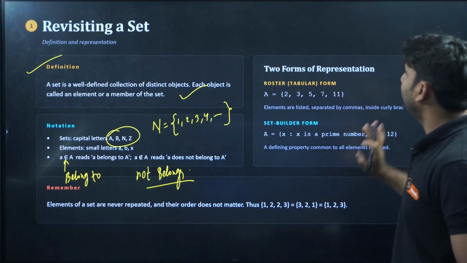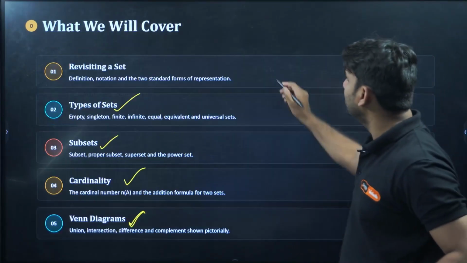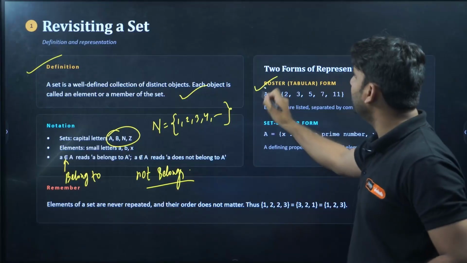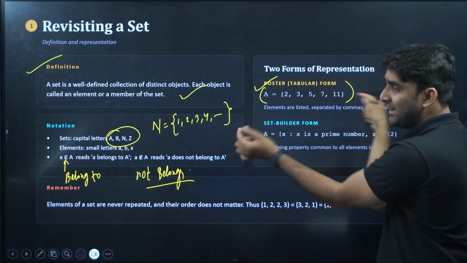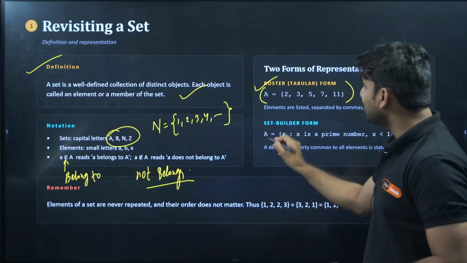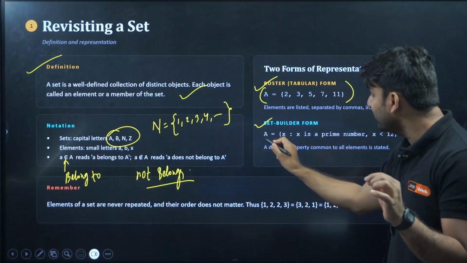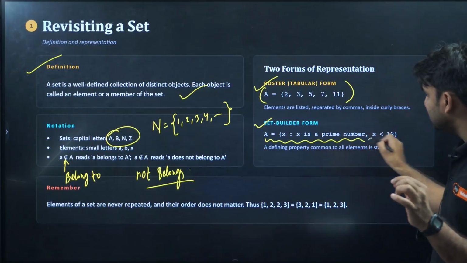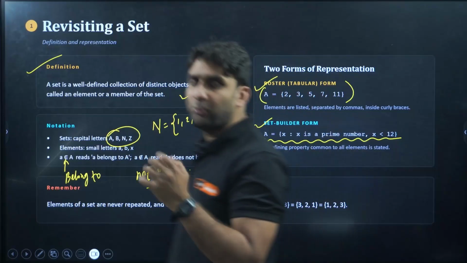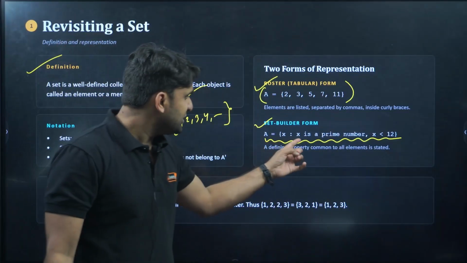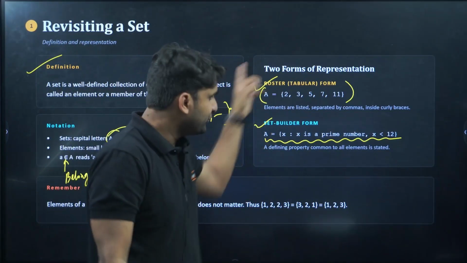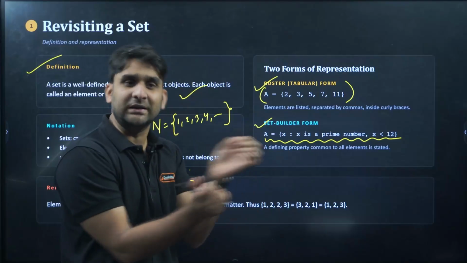So, 2 forms of representation. We represent sets in 2 forms. First is called roster form, in which sets are represented in brackets with the elements listed. And the second is set builder form. In set builder form, sets are represented in language, a system, where a property is given. We can change set builder form into roster form and roster form into set builder form. So both are interlinked with each other.